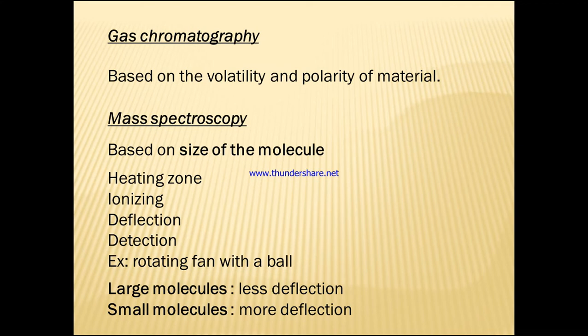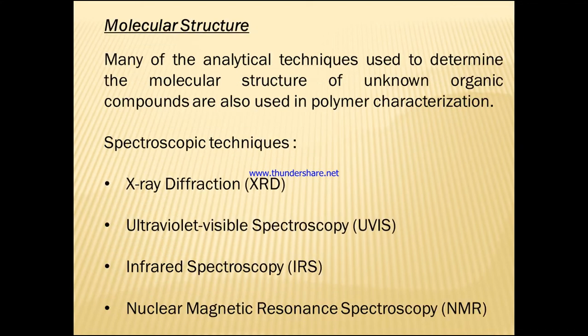When we have larger molecules, there will be less deflection; when we have smaller molecules, there will be more deflection here. Based on that, we go for finding out the molecular mass of the material here. We are having a schematic diagram for that. We are having heating zone, ionizing zone, deflection. Like this, we are having the different zones for the device. By this device, we go for finding out the molecular mass. That is the technique with respect to mass spectroscopy.